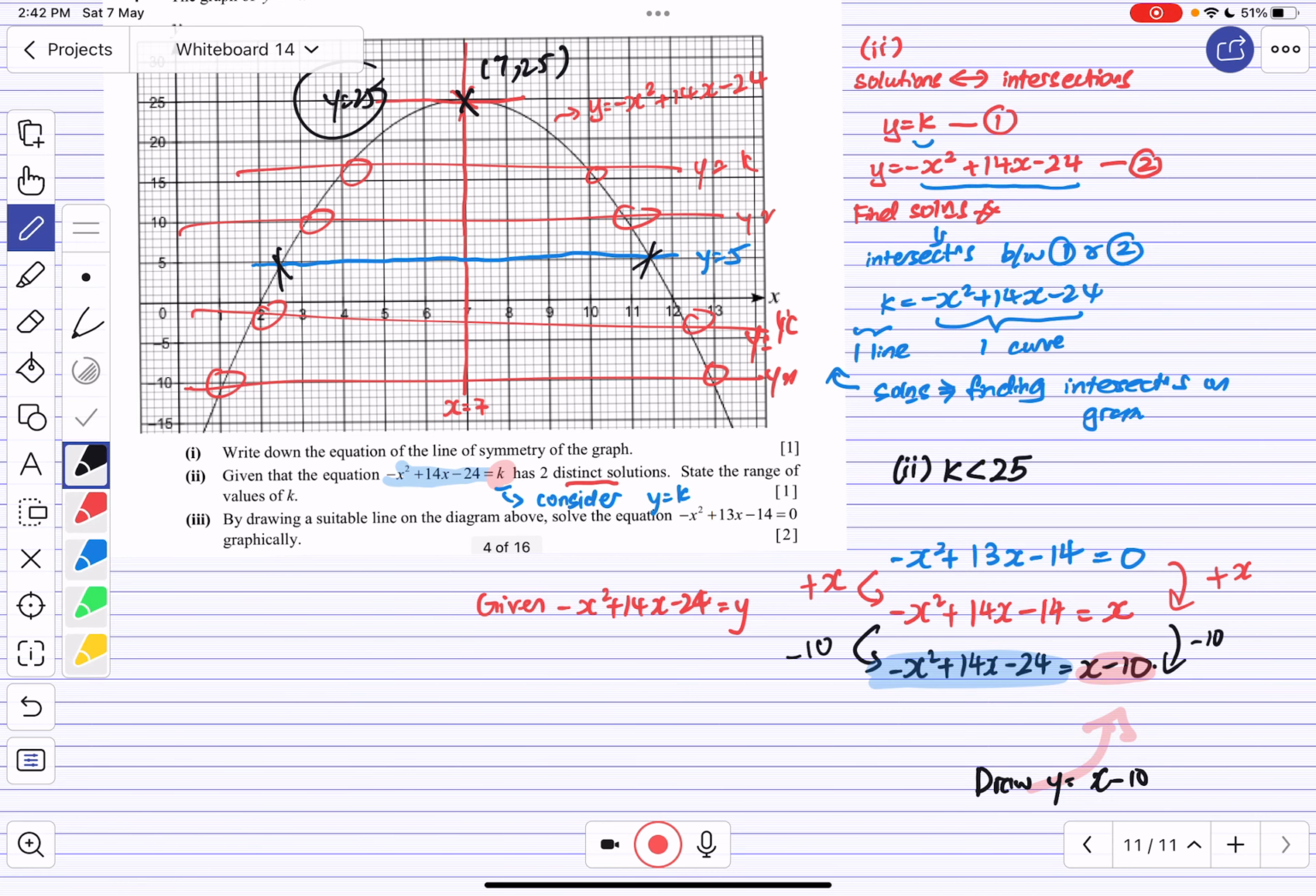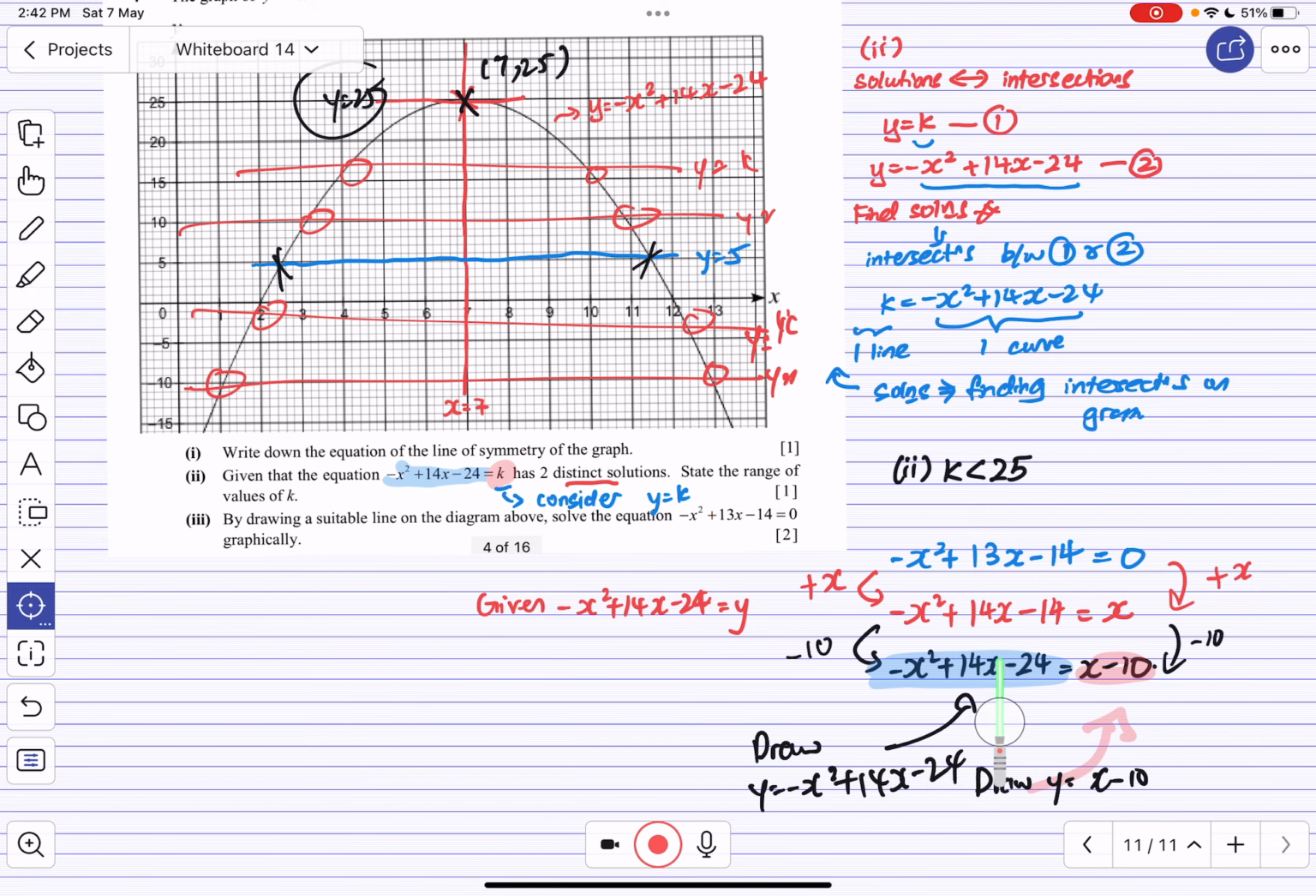So if I draw y equals to x minus 10, and if I draw y equals to negative x squared plus 14x minus 24, the graphical solution between these two will give me also the solution for the second step, and hence the solution for the first step. That is how I solve my original equation, and you can see the strategy is to manipulate from the start point all the way to the end point. So this is what I will draw.